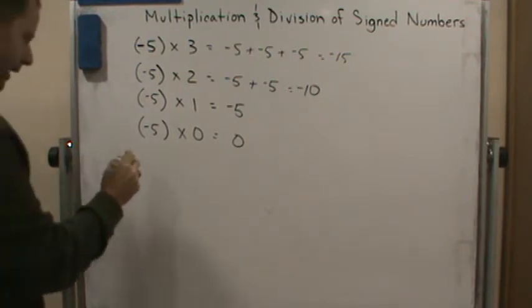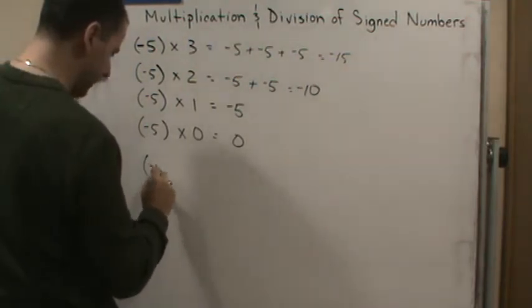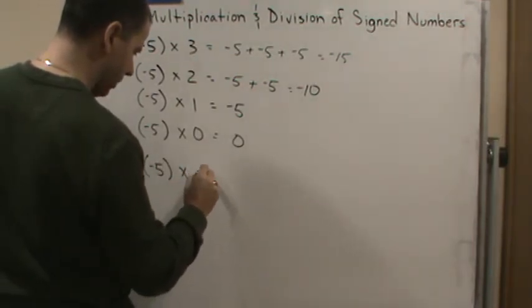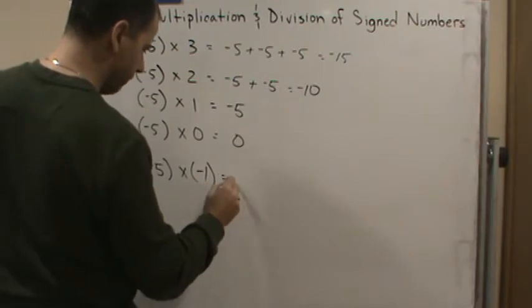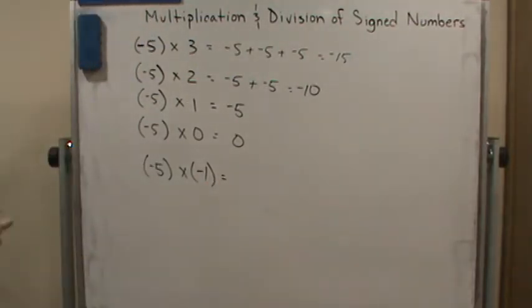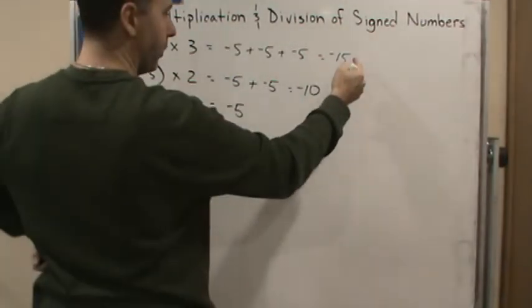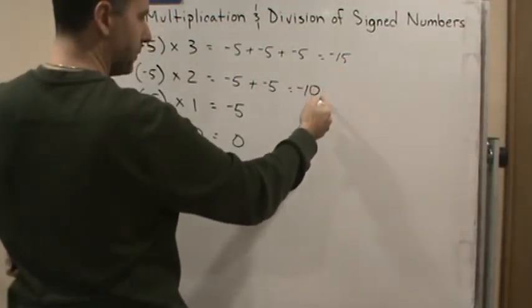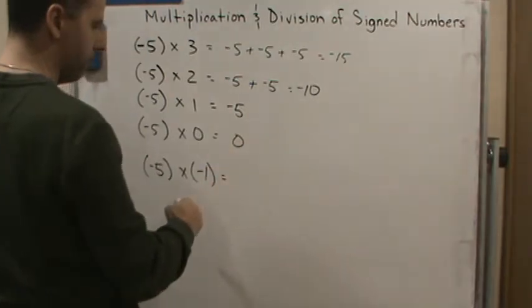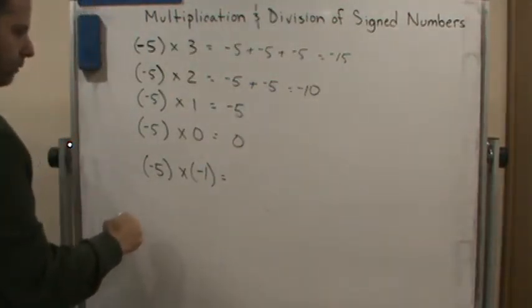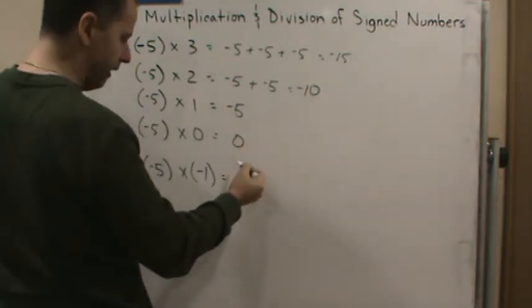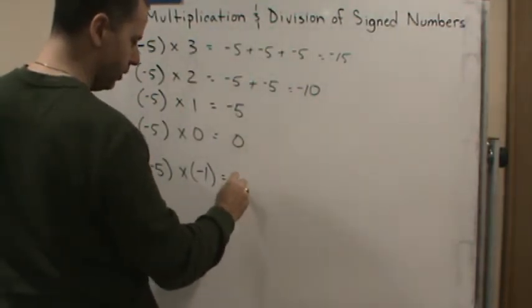Now, what about this one then? Well, what about -5 times -1? Now, based on the pattern, based on the fact that we're going down by a multiple of 5, we keep subtracting 5, well, it makes sense that this should be equal to +5.